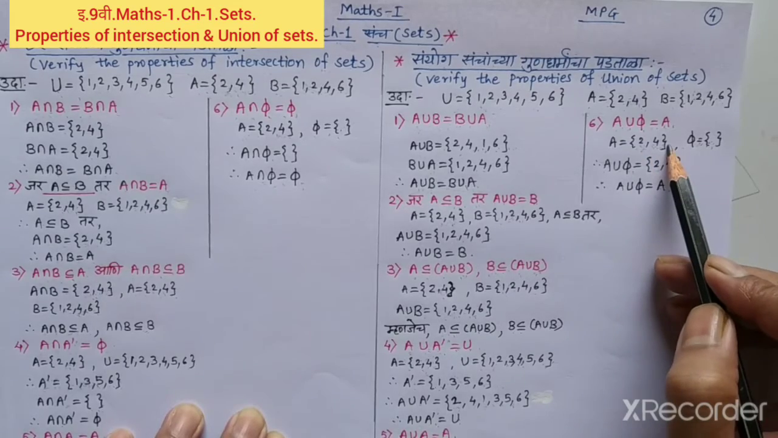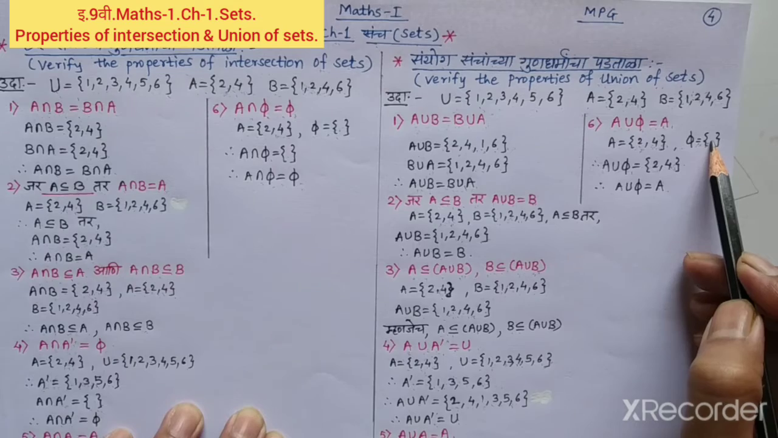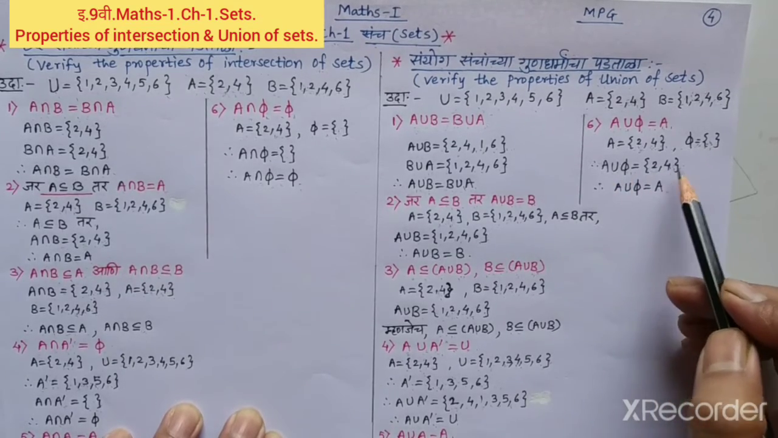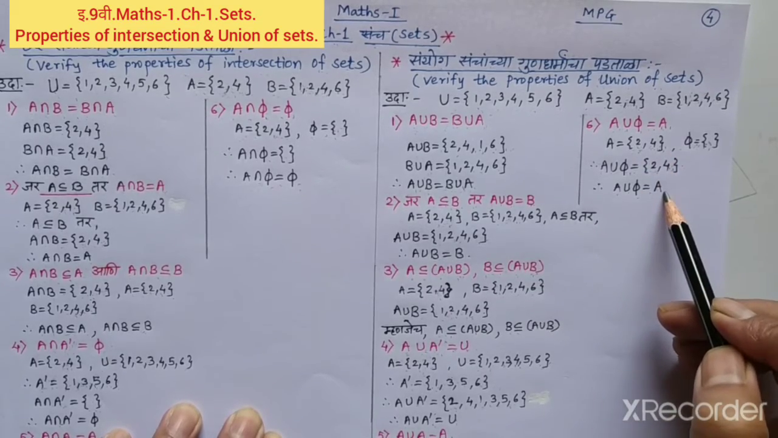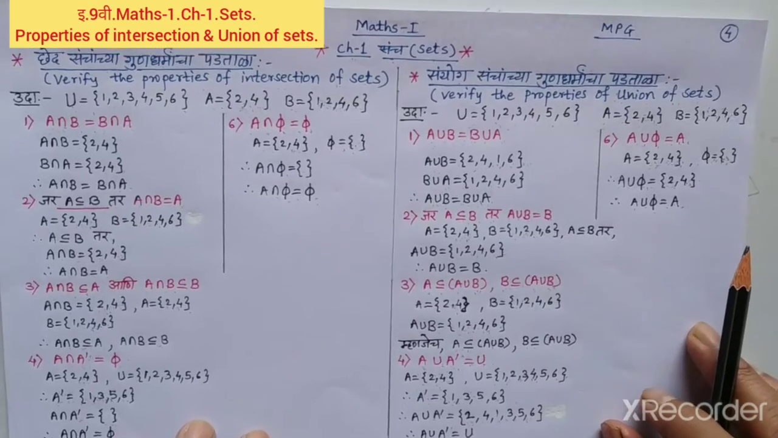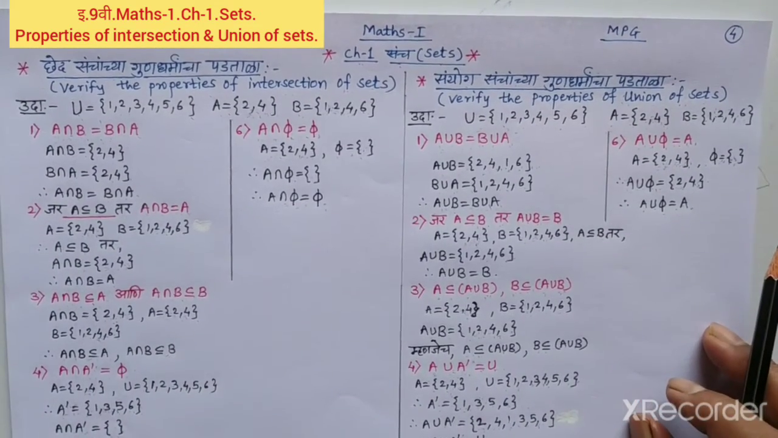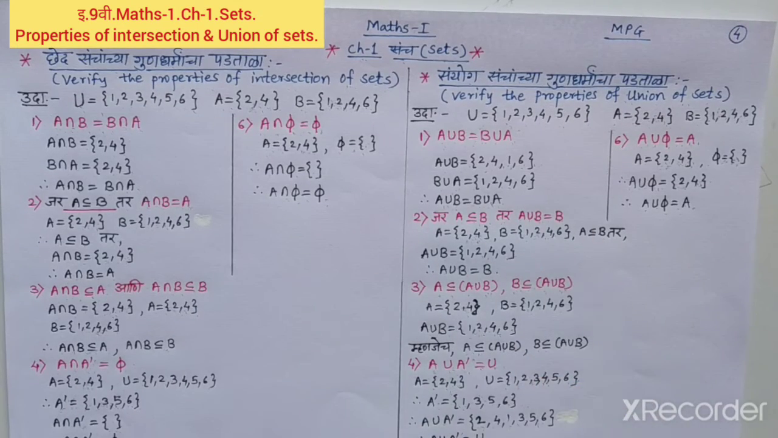So take the elements of A first, 2, 4, and here not a single element is there. This is the empty set, so no element is there. So their union will be 2, 4 itself, and 2, 4 is nothing but the set A. So A union phi is equal to A. So with the help of this example, we have learned all these properties of intersection of sets and the union of sets.